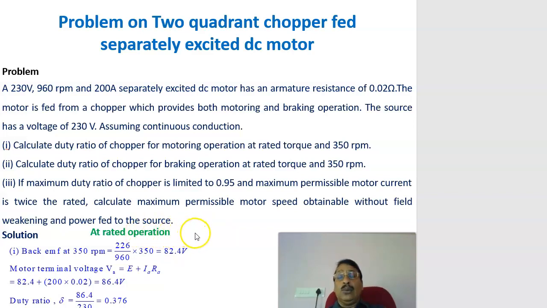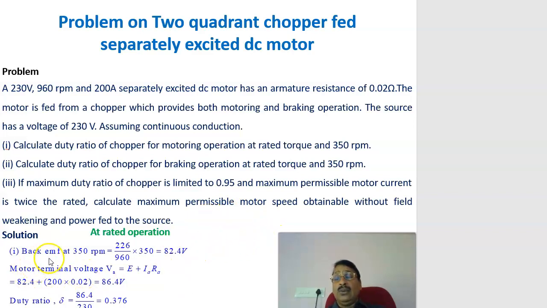That you can calculate. For the rated voltage and rated speed, V equals E_b plus I_a R_a. The supply voltage, that is the DC voltage 230 volt, equals E_b plus I_a into R_a, that is 200 into 0.02 ohms. From that equation, you can calculate the back EMF corresponding to the rated condition. If you substitute in that equation, you will get the back EMF equal to 226 volt. This 226 volt is the back EMF corresponding to the rated condition. That's to be included here.